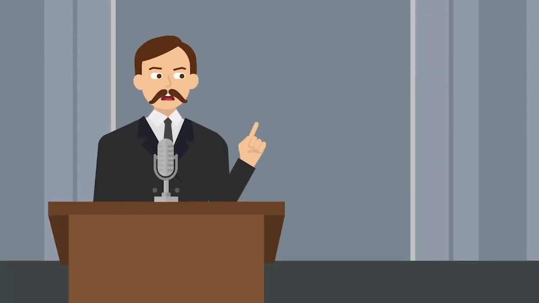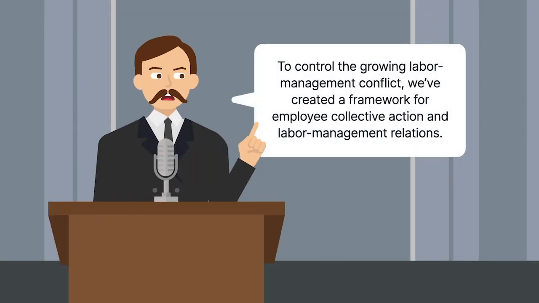To control the growing labor-management conflict accompanying industrialization, Congress created a national framework for employee collective action and labor-management relations. The most significant statute and the bedrock of modern U.S. labor law is the National Labor Relations Act, also known as the NLRA. The modern NLRA began life as the Wagner Act in 1935.